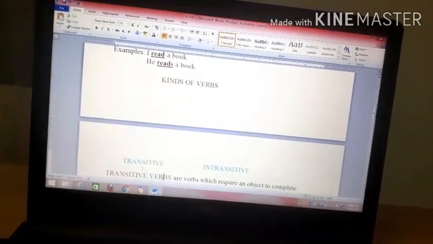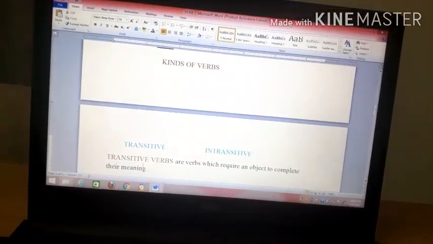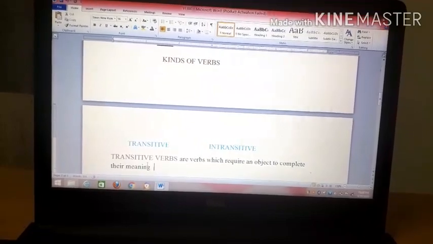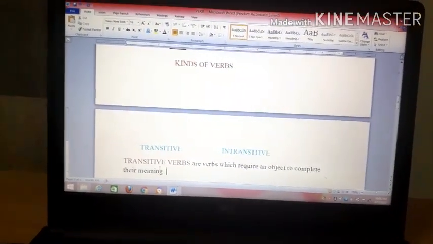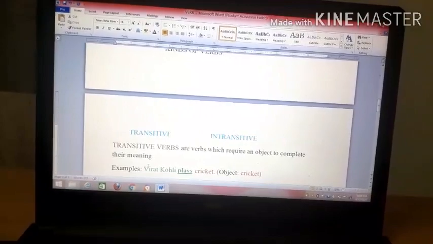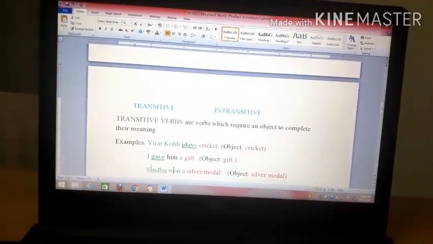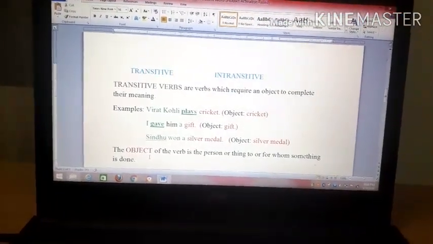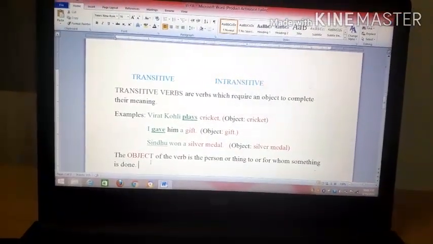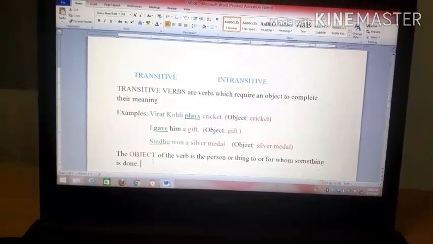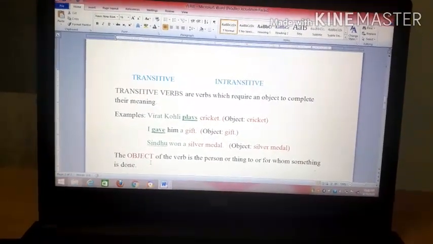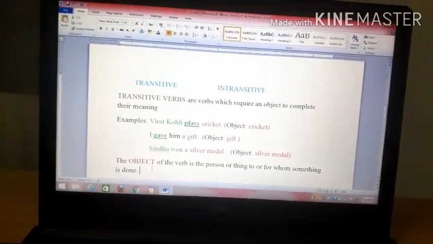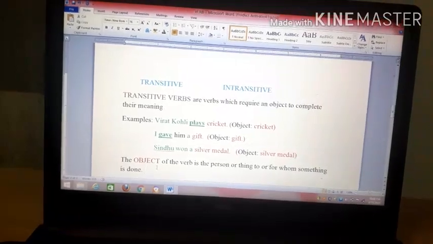Now we see the kinds of verbs. Verbs are basically of two types, transitive and intransitive. Transitive verbs are those verbs which require an object to complete their meaning. See, I have given some examples. Virat Kohli plays cricket. So, what does Virat Kohli play? Cricket. I give him a gift. What do I give him? A gift. So, here gift is the object.